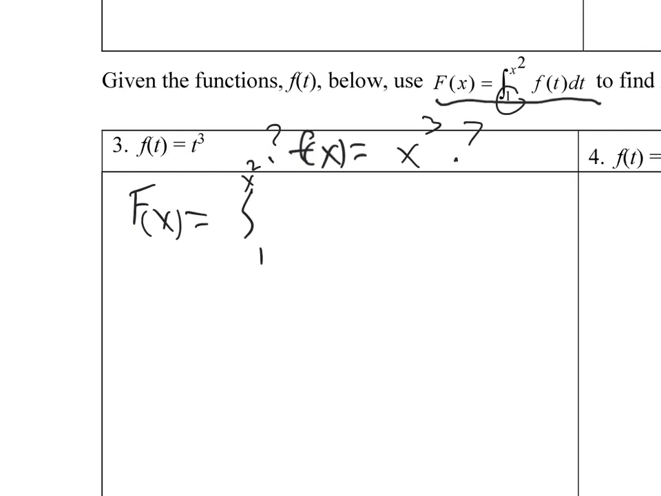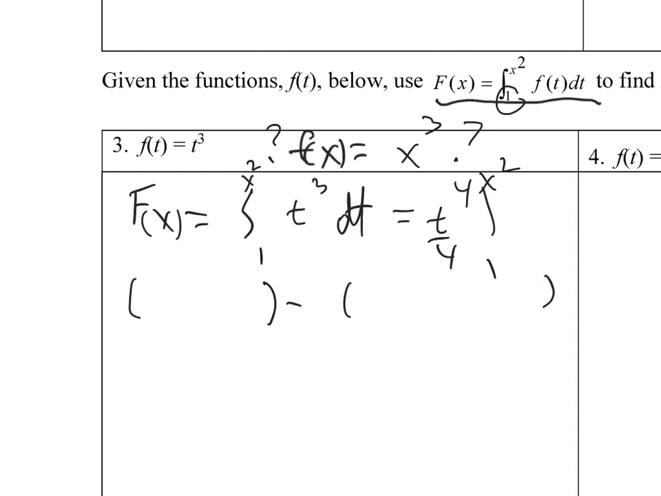So of t cubed dt, I end up with t to the 4th over 4 from 1 to x squared. Plug in the top, minus plug in the bottom, and let's see what happens. When I plug in x squared, that's x squared to the 4th over 4 minus, plug in the 1 over 4, 1 to the 4.